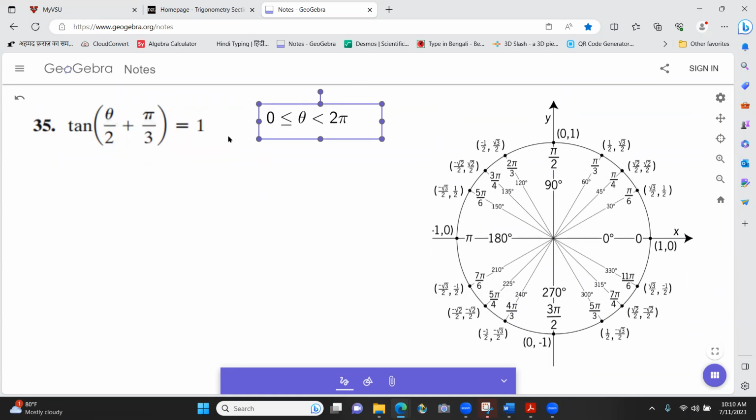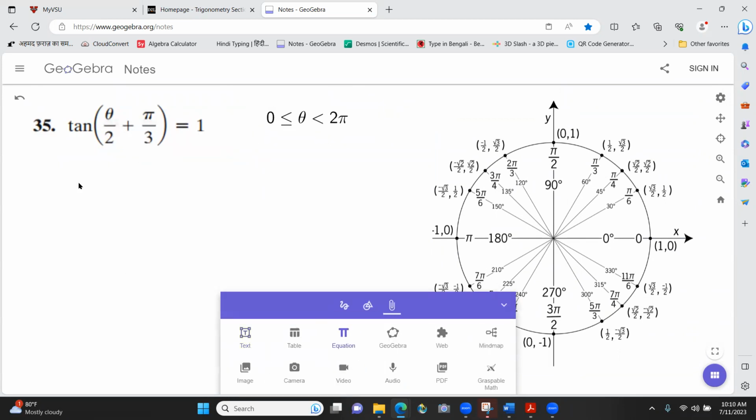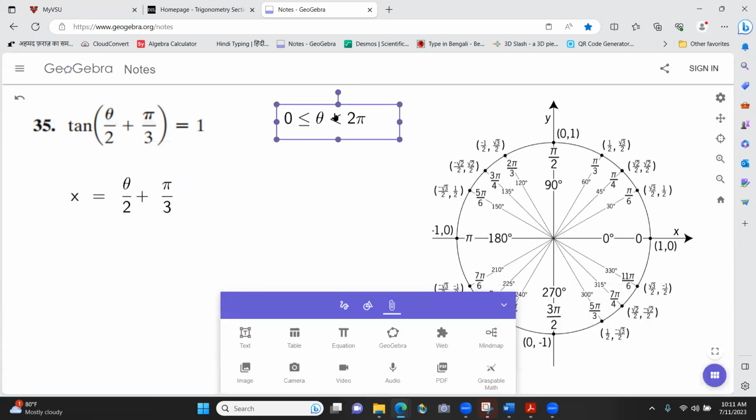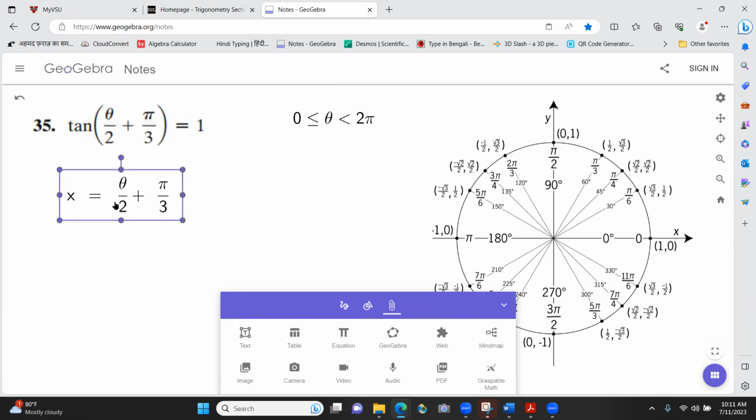So what am I going to do first? I'm going to call this big mess inside X. X is theta over 2 plus pi over 3. Now, I am going to go right away and convert this inequality in terms of X. What does that mean? I would like to see this inequality with X in the middle, okay? In order to do that, I have to isolate theta here.